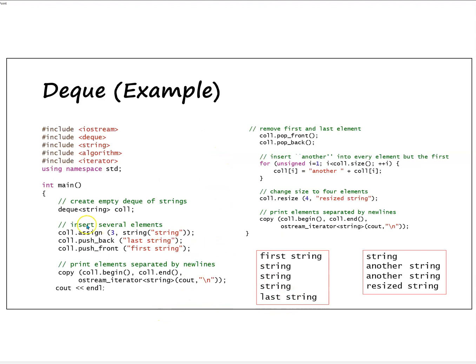Here's a full-blown deque example where we can print all the elements. Here we push them onto the back and then push this on the front. And we can remove an element from the front and the back, and we can insert another element into every element but the first. And change the size to 4 elements to resize it. And then print it again, separated by new lines. We will discuss implementation of these in the homework assignments. You can use STL, but for homework assignments, you're going to implement these yourself.